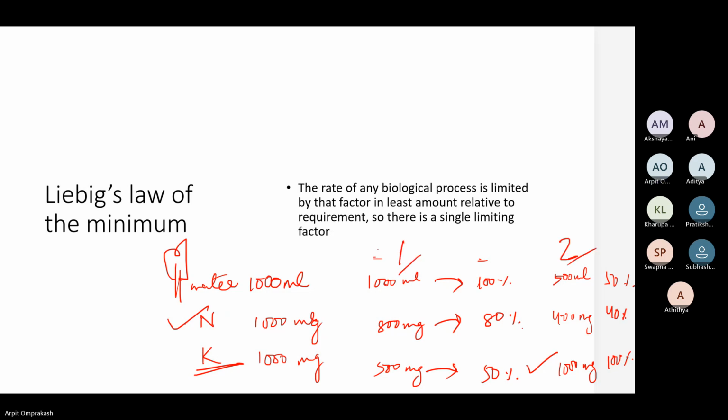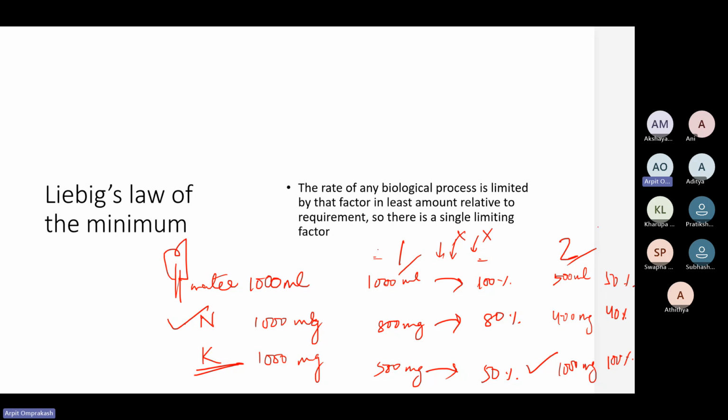Okay, so this is Liebig's law of minimum. What this basically means is that the amount of potassium in the first case and the amount of nitrogen in the second case is the single limiting factor. So if you were to add more potassium here, growth will increase. If you add more nitrogen in the first case, growth won't increase. If you add more water, growth won't increase because the limiting nutrient here is potassium.